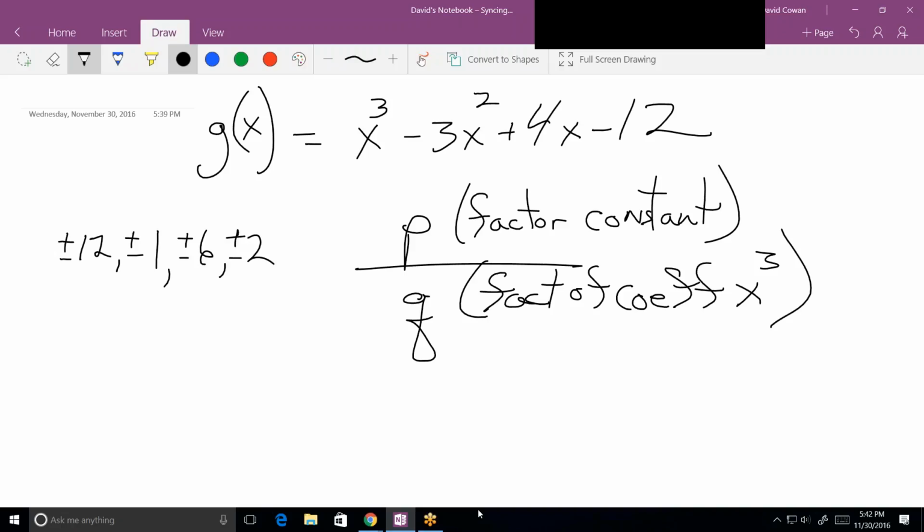Square rooted at some point? What's that? Do you square root it at some point? Is that why it's like that? No, just bear with me.